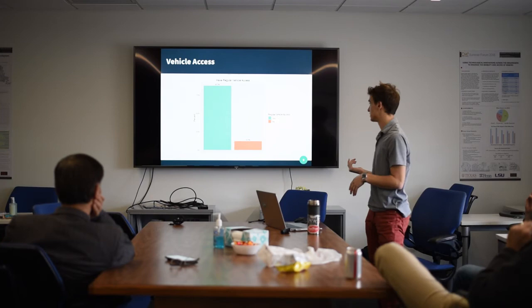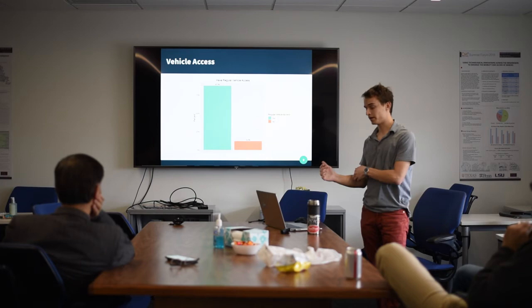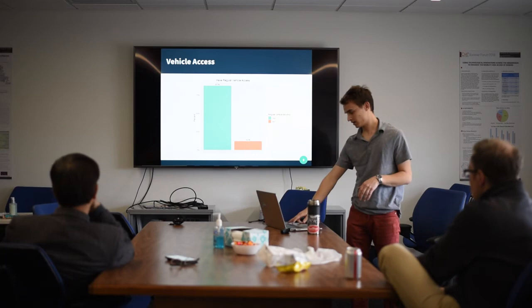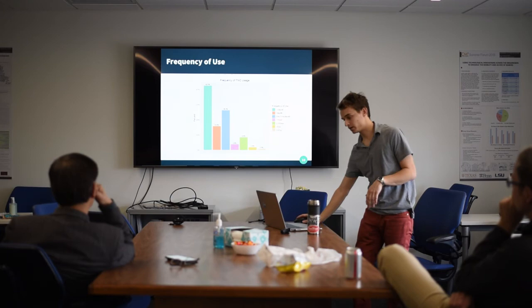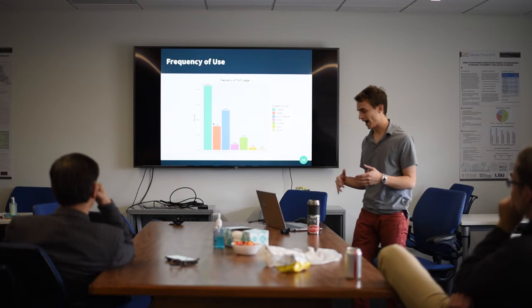One thing I didn't mention at the beginning is that you had to have used a TNC to take this survey. So this is only for TNC users. And so overwhelmingly, the people have regular vehicle access. And then frequency of use, most people are using them very infrequently. 42% of respondents use them less than once a month. And well over half of people are using them less than a few times a month.